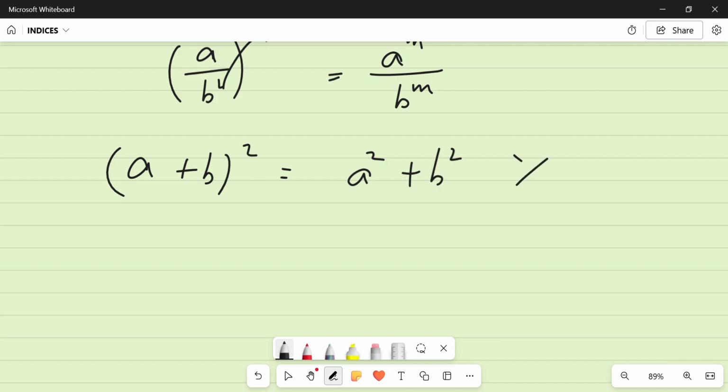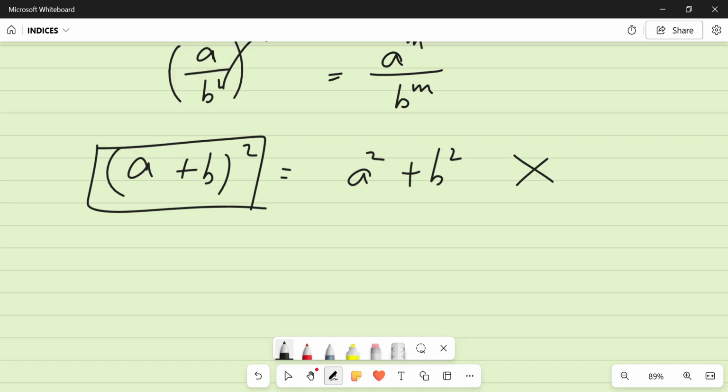This is totally wrong in algebra, and you know that this actually is the first identity, right? Maybe you know about the first identity. You can only open this with the help of the first identity. So how are you going to open this? A square plus b square plus 2ab. So it means that the indices only apply in multiplication.